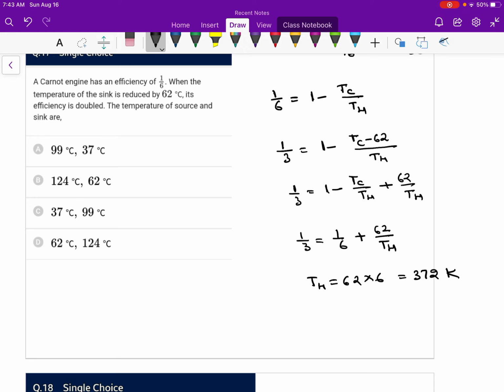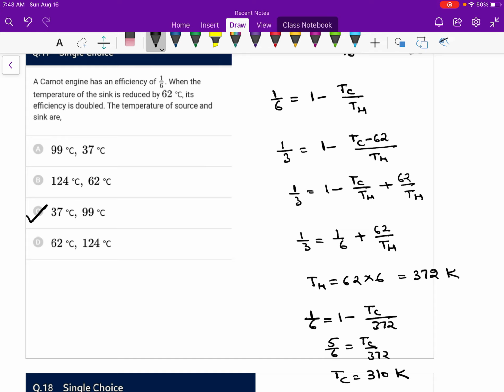Okay, now Tc, so Th is 372 Kelvin. So now Tc is, 1 by 6 is equal to 1 minus Tc by 372. So 5 by 6 is equal to Tc by 372. So Tc is 62 into 5, so that is 310 Kelvin. Okay, so Tc in degree Celsius is 310 minus 273, so 37 degree, and Th is 99 degree Celsius. So C is the correct option.